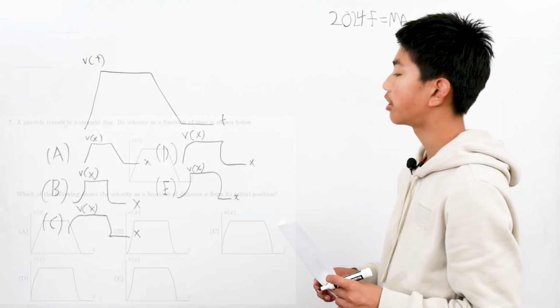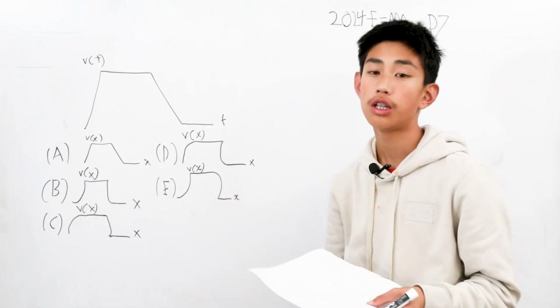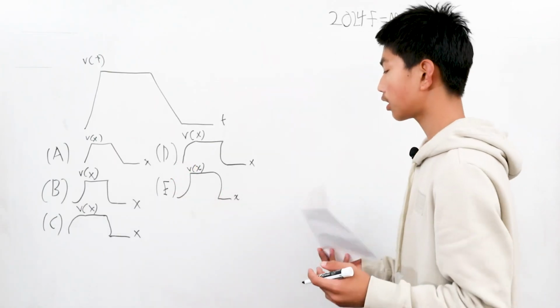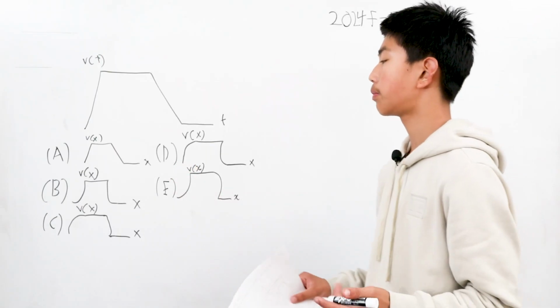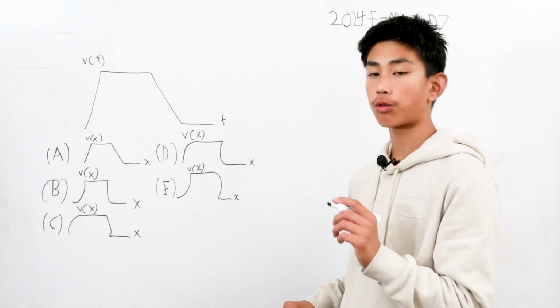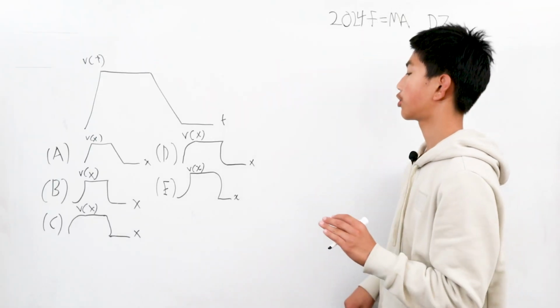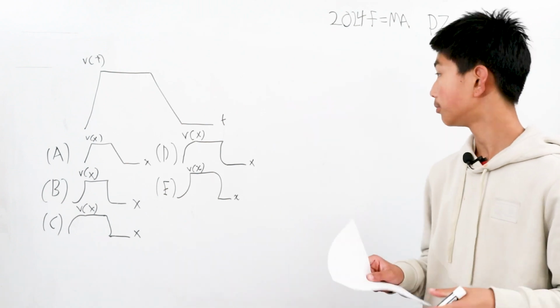Obviously, I've exaggerated these graphs to show you the answer choices, but basically, it can either be straight, curving inward, or curving outward. And these answer choices are just a mixture of all of them.